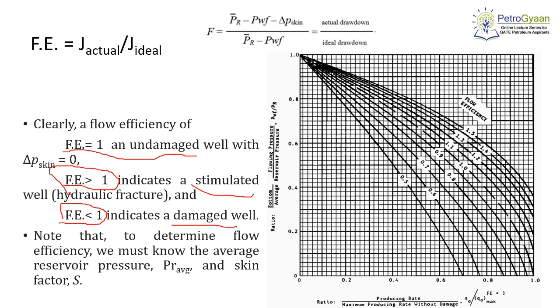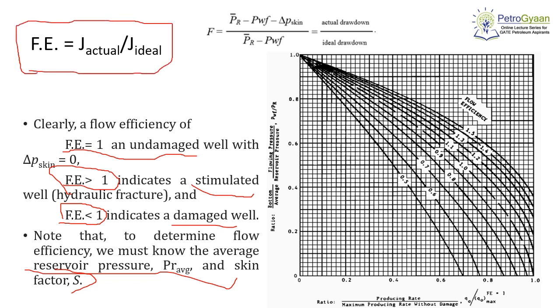Here is a note that to determine the flow efficiency, we must know the average reservoir pressure and the skin factor. Both will be calculated with the help of either a build-up test, drawdown test, or isochronal test. From well testing, we can easily calculate skin factor, flow efficiency, and delta P skin, the additional pressure drop happening due to the damage zone.